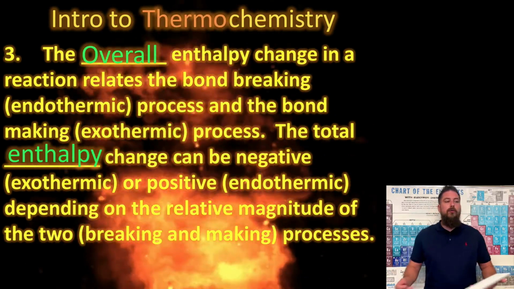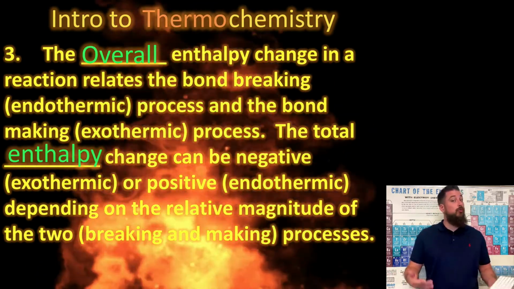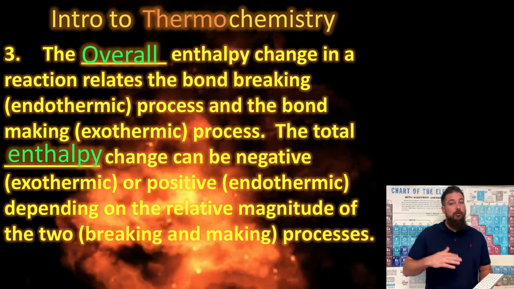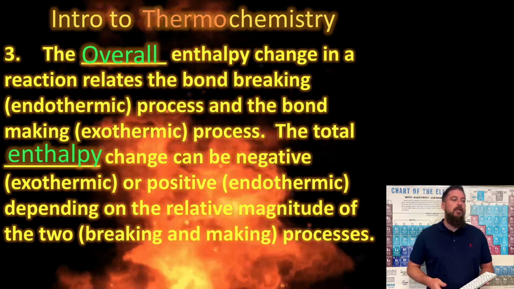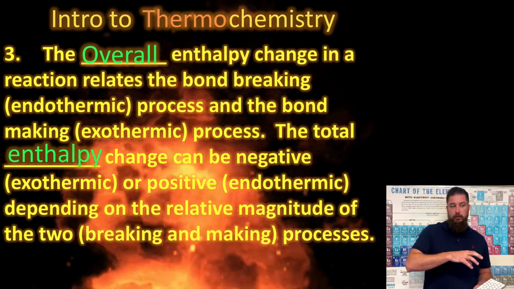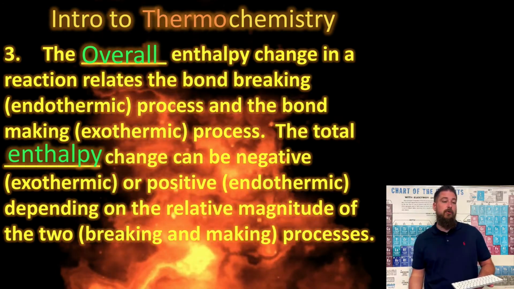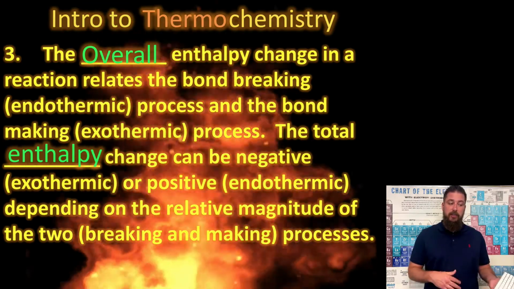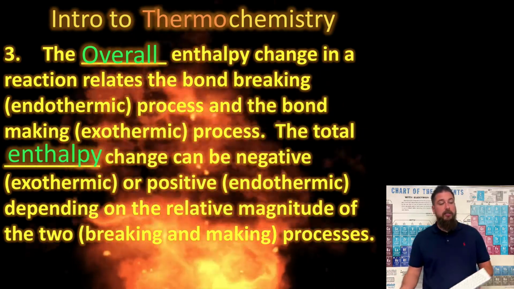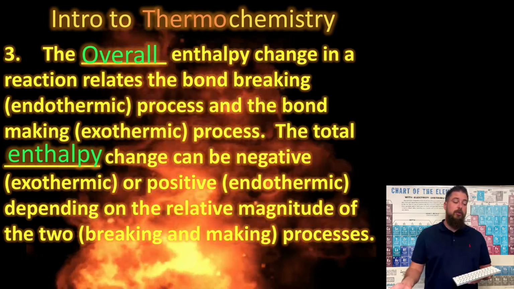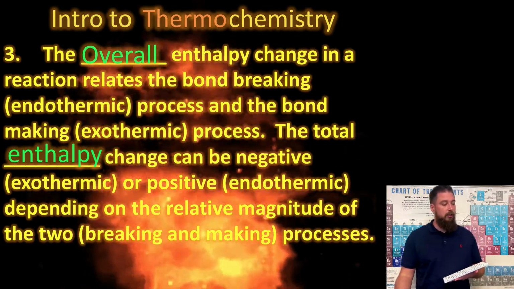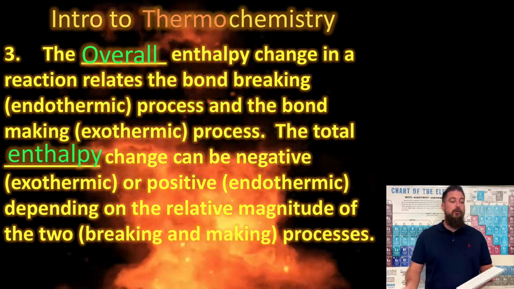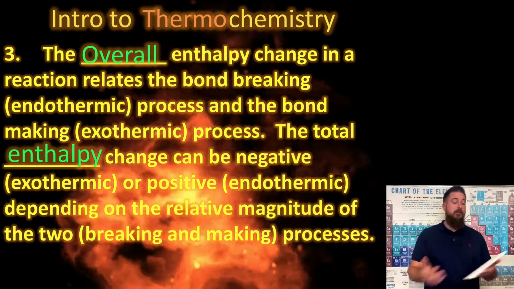Now, the overall enthalpy change, or delta H, the change in the enthalpy of a reaction, relates to the bonds breaking and the bonds being formed. And so the total enthalpy change can be negative, which is exothermic, or positive, which is endothermic, which we talked about in the thermochemical equation notes, depending on the relative magnitude of the two processes, which is the breaking and forming of bonds.